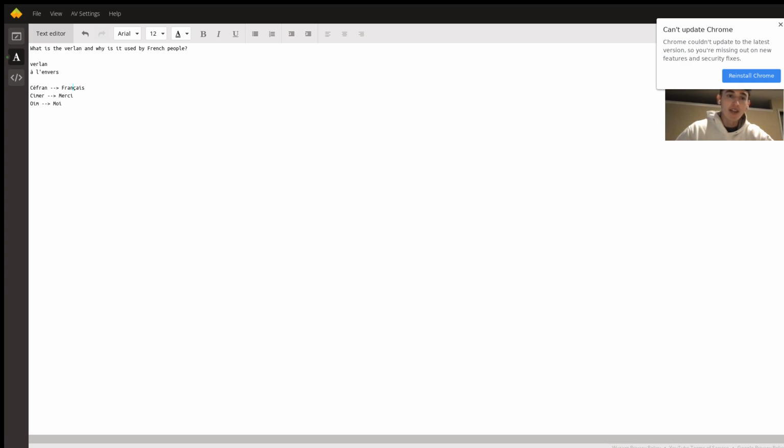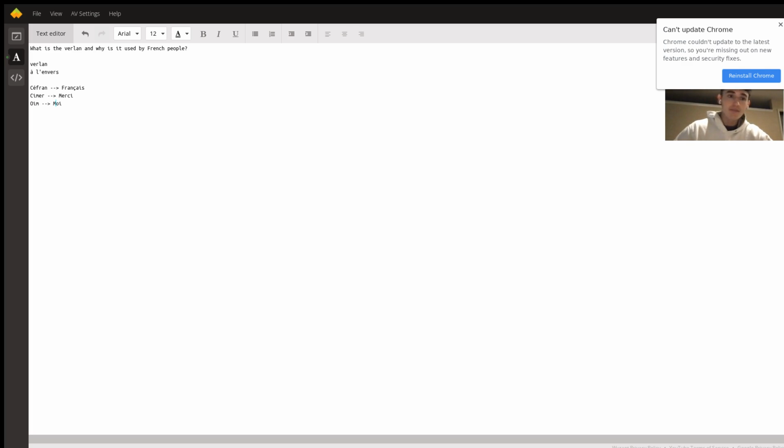If you want to say it in the Verlan way, you would say c'est franc or ce franc. Now, if you just see this ce franc and you're not a French speaker and you don't know about the Verlan, you would have no idea what that means.